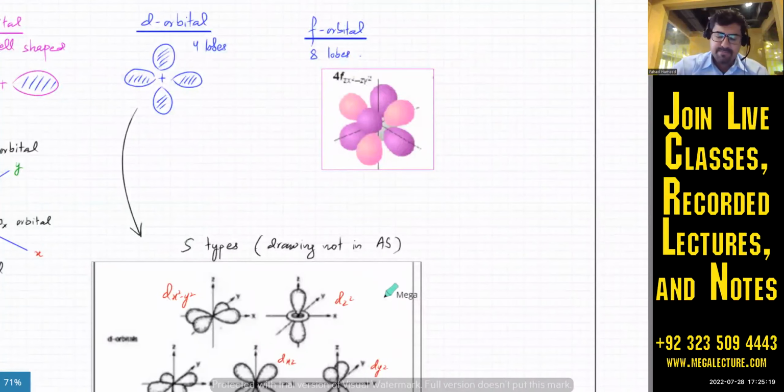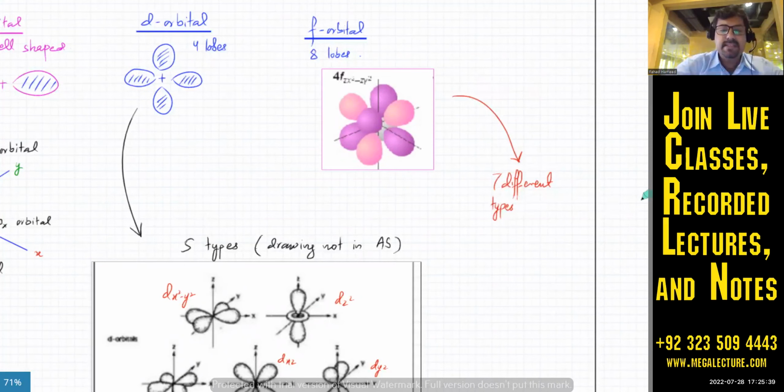All you have to know about F is that there are 7 different types. Even the drawing is impossible for F. So there are 7 different types, and most atoms don't have an F orbital. Okay, so you just have to remember that there are 7 different types of F orbitals.